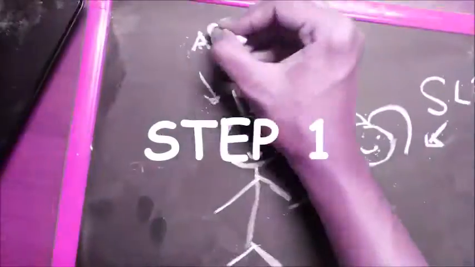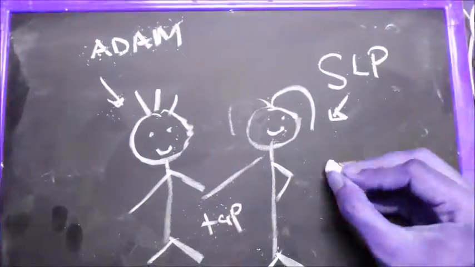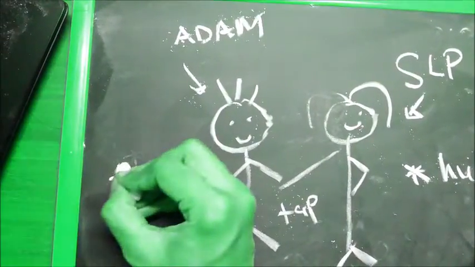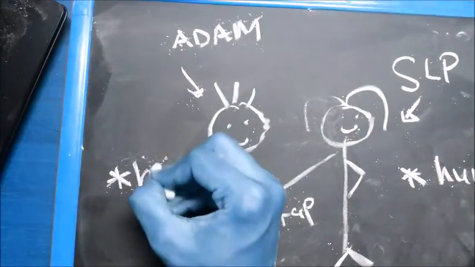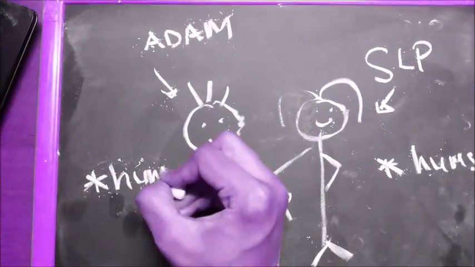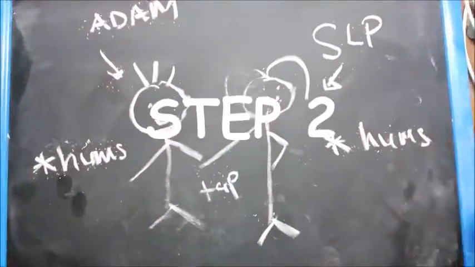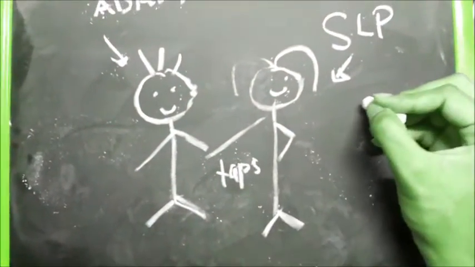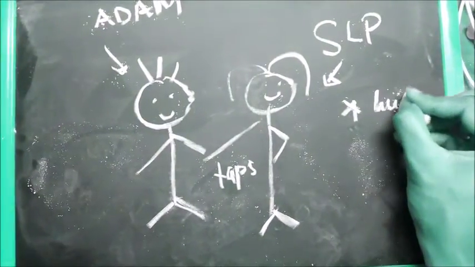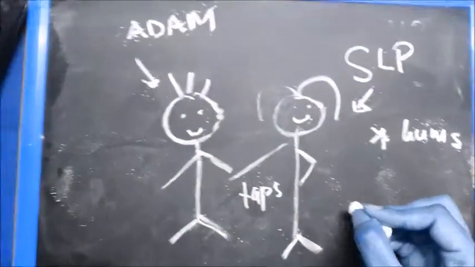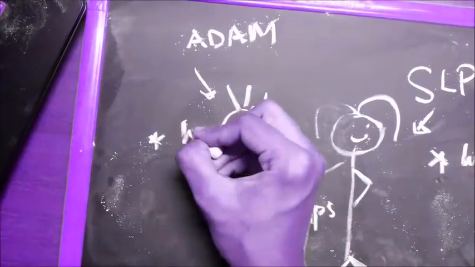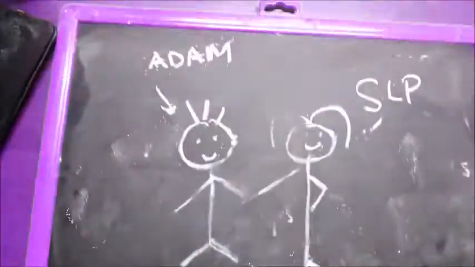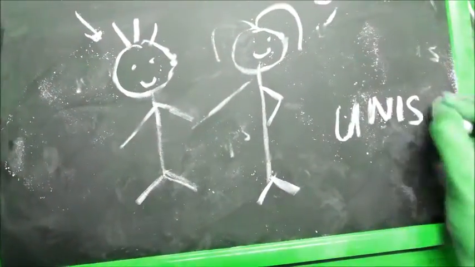Step 1. The SLP hums short phrases in a rhythmic sing-song tone. The patient tries to tap out the rhythm and stress patterns. Step 2. The patient repeats the hummed phrases with help from the SLP. The patient repeats it. Then, the patient and the SLP hum in unison.